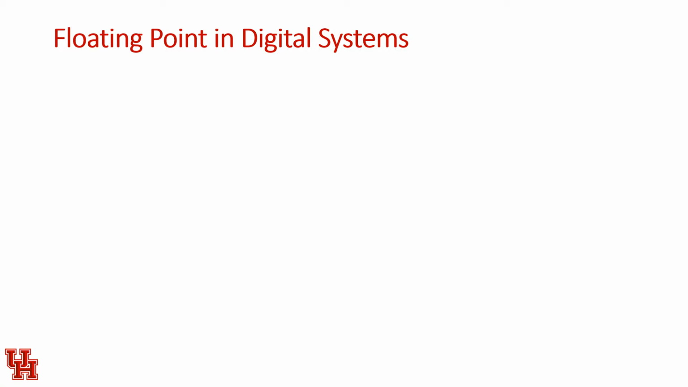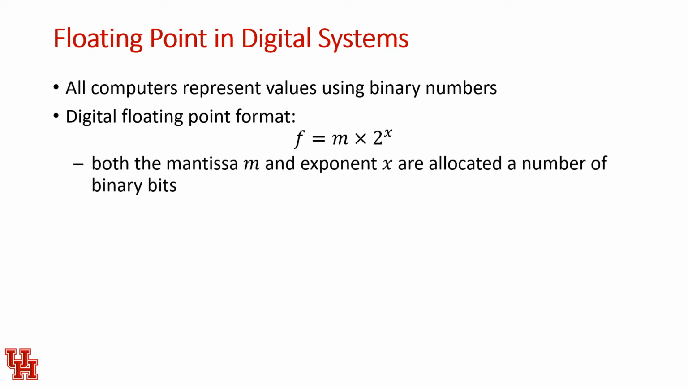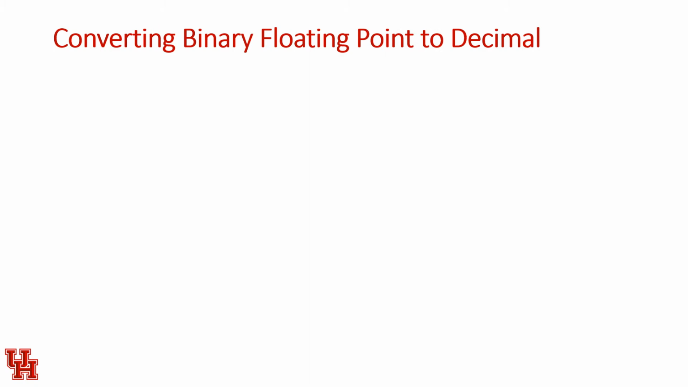Now let's discuss some implementation specifics for digital systems. As we've discussed earlier, all computers represent values using binary registers. A generalization of the binary floating point is given by the expression f equals m times 2 to the x. As in the decimal case, the mantissa and the exponent are allocated a specific number of digits, in this case binary bits. Now let's look at what the conversion looks like between a binary and decimal floating point representation.